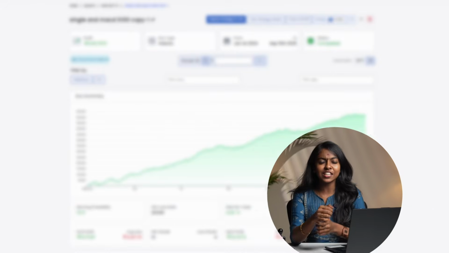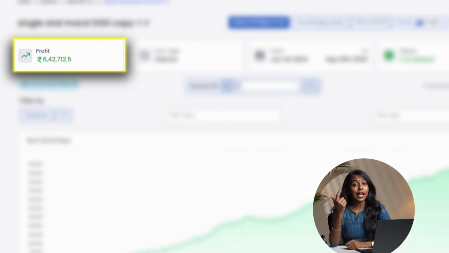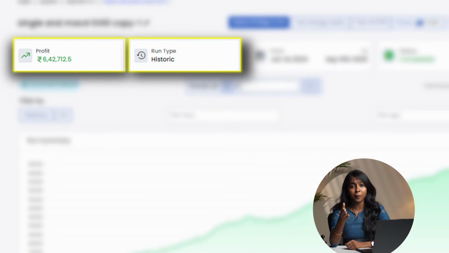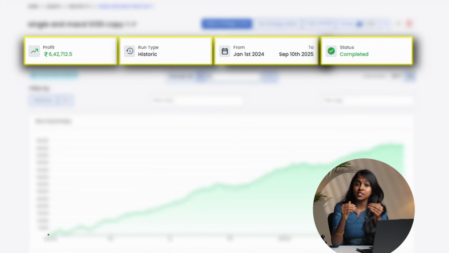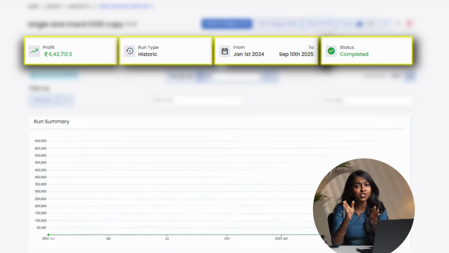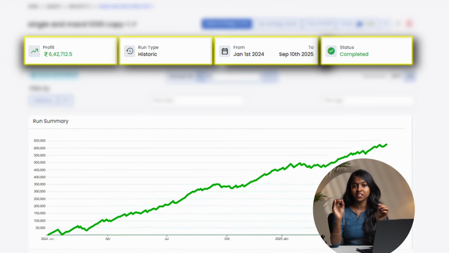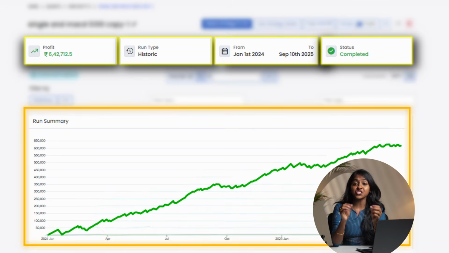First of all, you will see the gross P&L value, the transaction type, either historic, paper or automatic, the backtested time period, and the status of the backtest. Below this, the strategy's performance is visualized through an equity curve, showing how much profit evolved over time. The run summary section gives you a quick overview of how your strategy performed during the backtest.